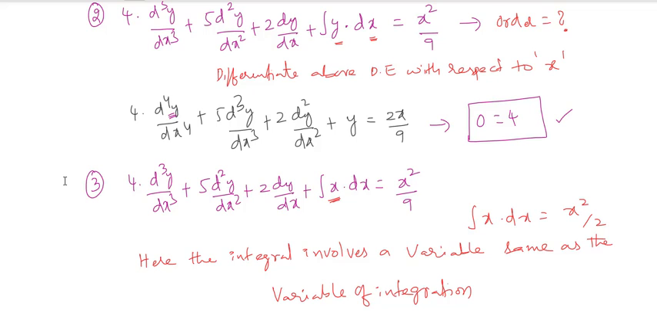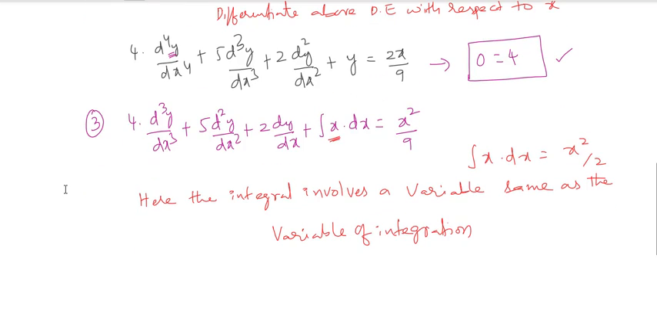Getting what I'm saying here? So now in this case, I can directly tell what my order is. No need to worry about that. The order is 3. Clear with my point? So this won't affect your order.